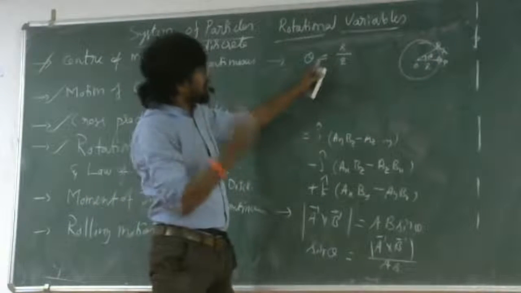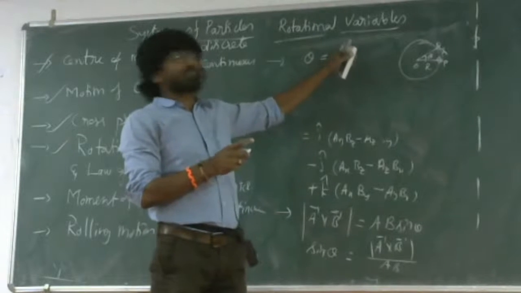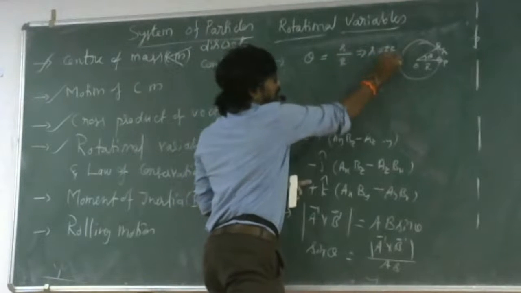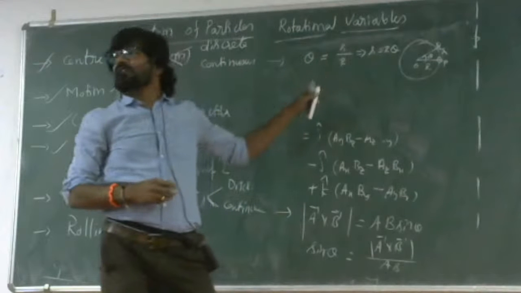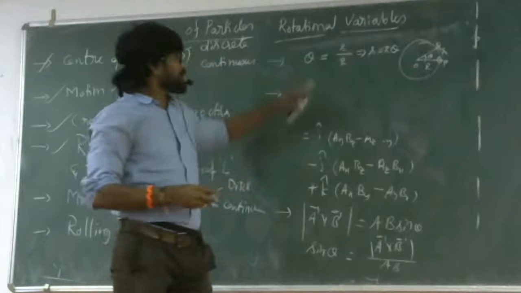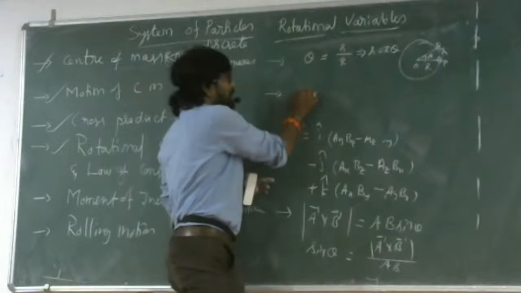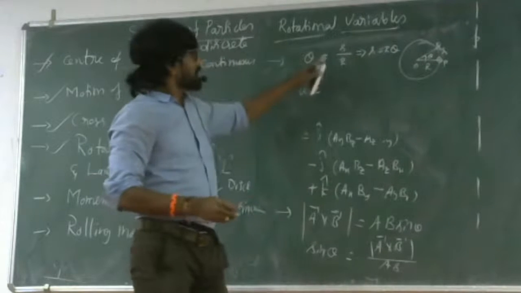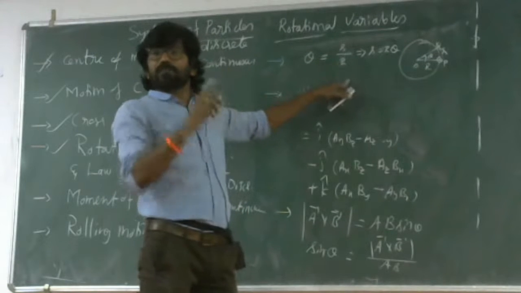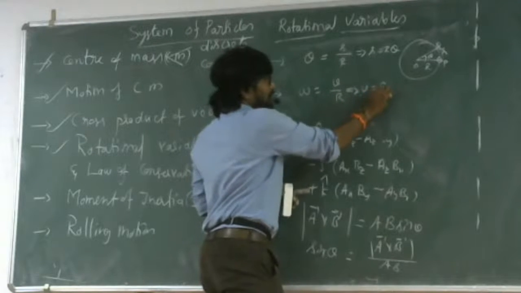This is also called the relation between angular displacement and linear displacement. You can also write it as S is equal to R theta. From this you can also find angular velocity. Angular velocity omega: if you differentiate this with respect to time, as R is constant, 1 by R into ds by dt gives V by R. Omega is equal to V by R, or V is equal to R omega.